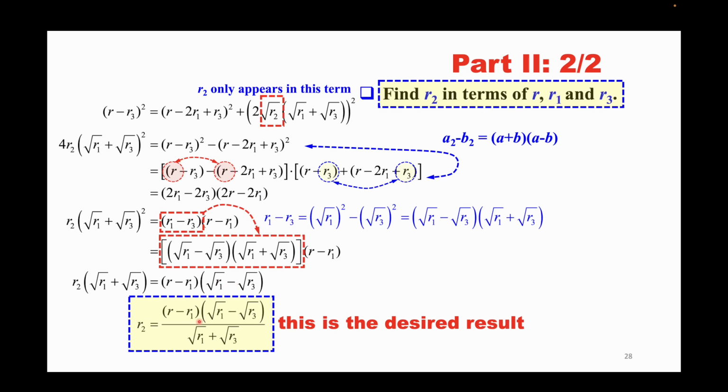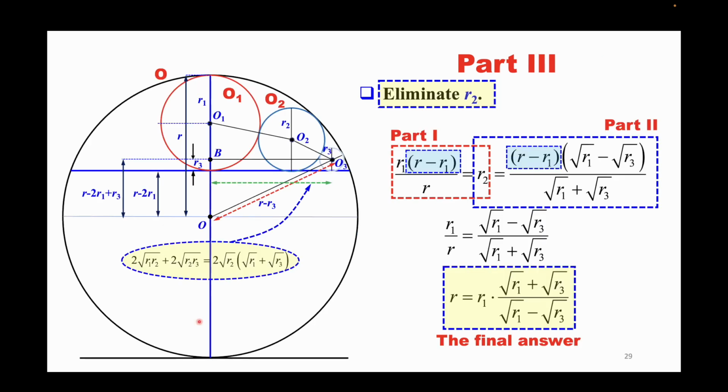Therefore, solving for R2, we have this. This is what we want in terms of finding R2 in terms of R, R1, and R3. So combine part 1, which is here, and part 2, which is here, together, because this one is equal to R2, which in turn is equal to this one. So the result here is equal to the result here, so R2 disappeared.